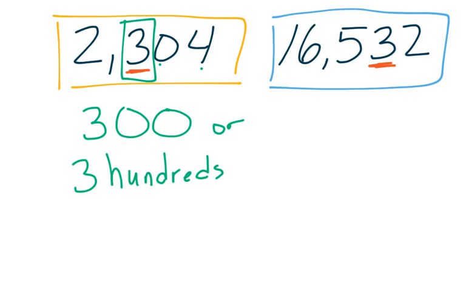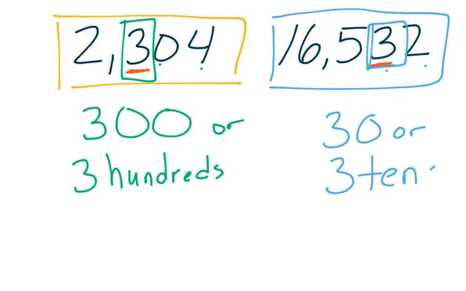When I look at my next number, 16,532, my 3 is in my tens place: ones, tens. So this 3 represents 30 or 3 tens because it's in my tens place. Now, I'm going to be asked to compare these two values, my 3 hundreds or my 3 tens. Which is larger?